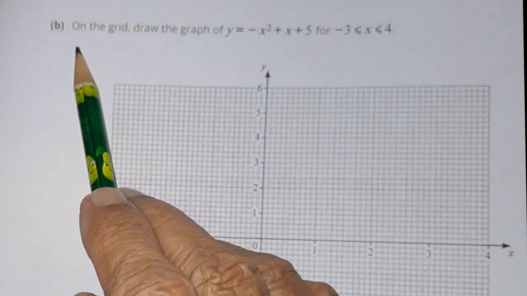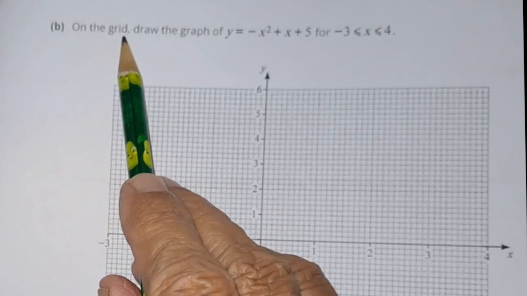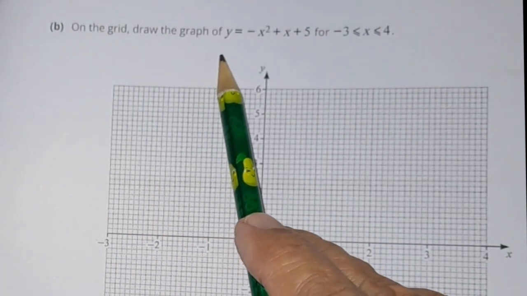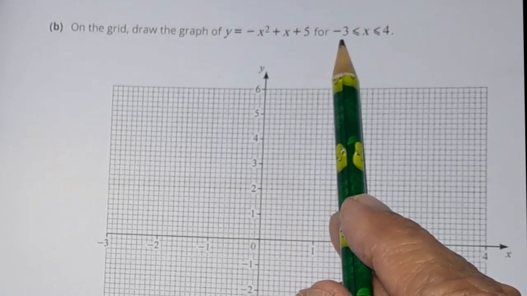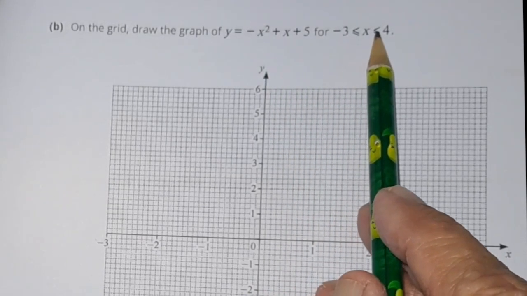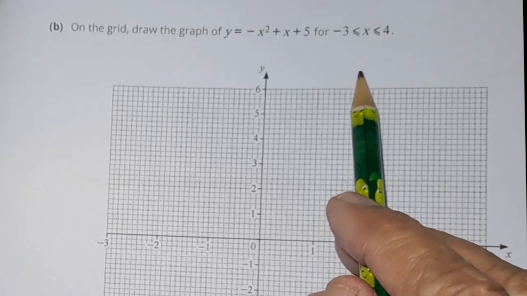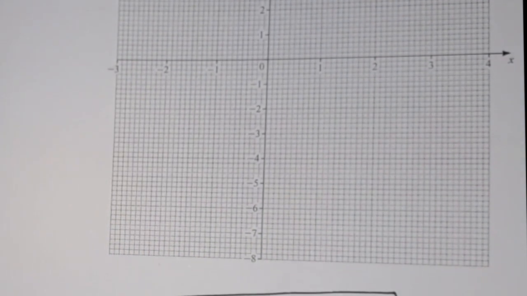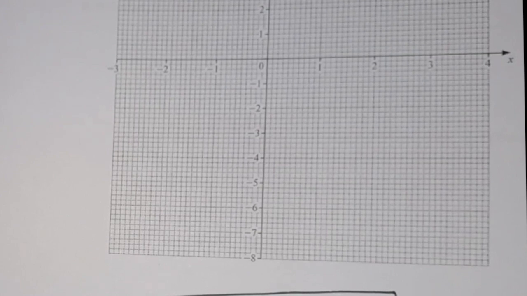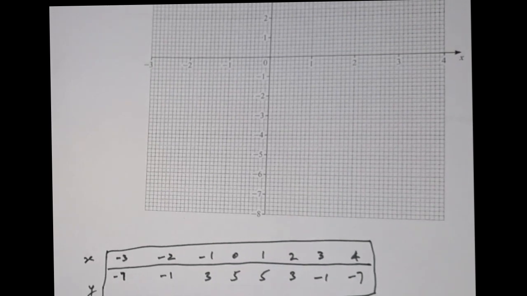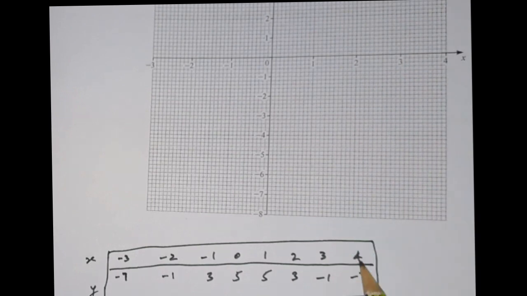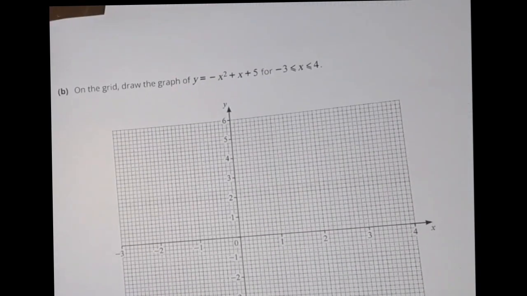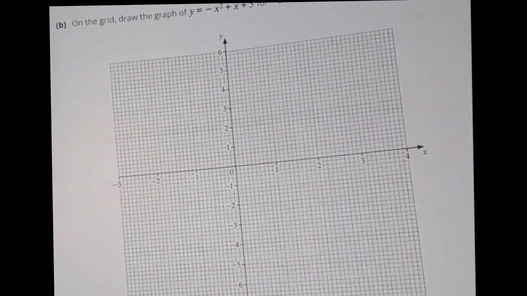Part B of the question reads: on the grid, draw the graph of y equal to minus x squared plus x plus 5 for minus 3 less than or equal to x and x less than or equal to 4. For this, I have shifted the points from the previous page over here so that I don't have to turn the page time and again. And minus 3, look at this, and 4, so this relation is from the same, so we start drawing.